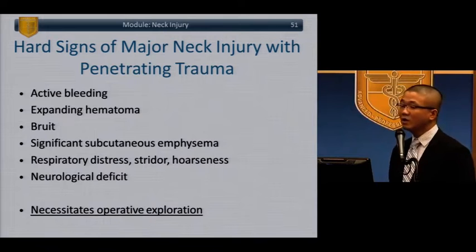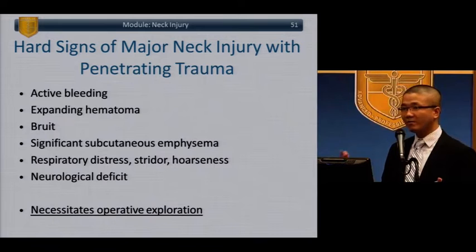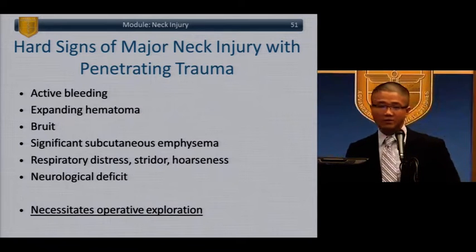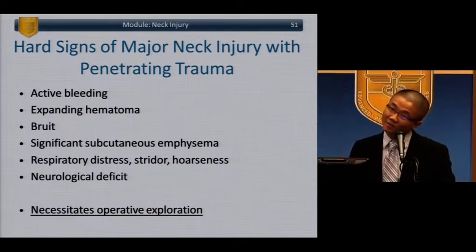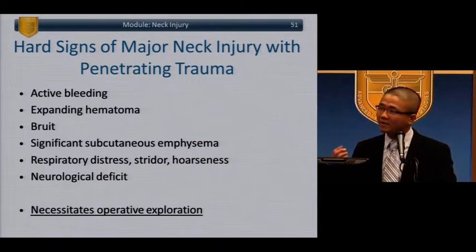Hard signs of major neck injury demand exploration after penetrating trauma. There was a time when all penetrating neck injuries were explored. That's not the case anymore. I think the most standard answer now is a selective approach to penetrating trauma of the neck, as defined by platysma violation.